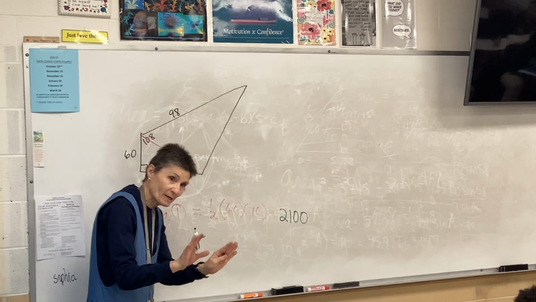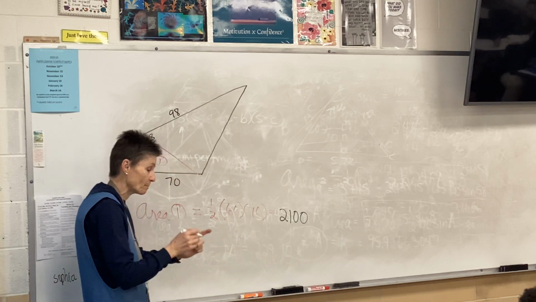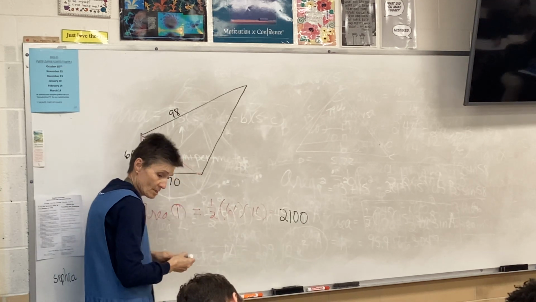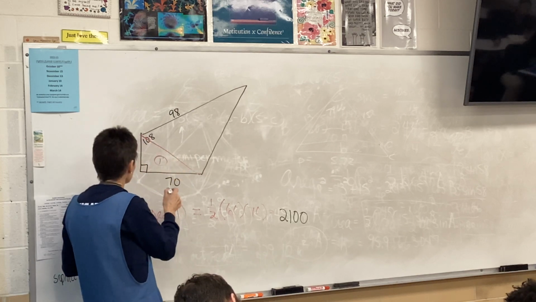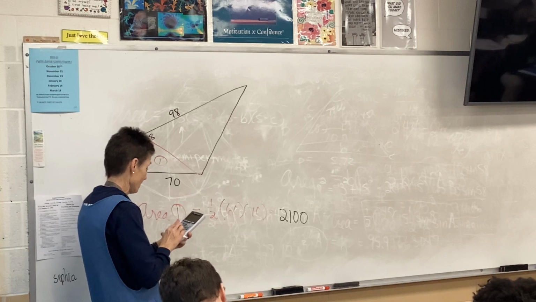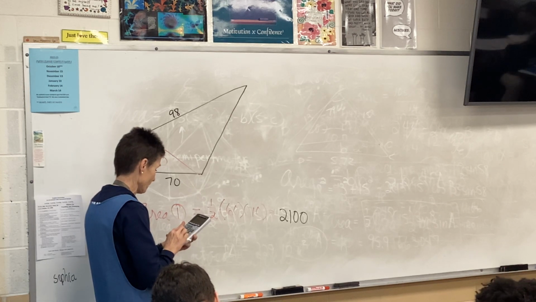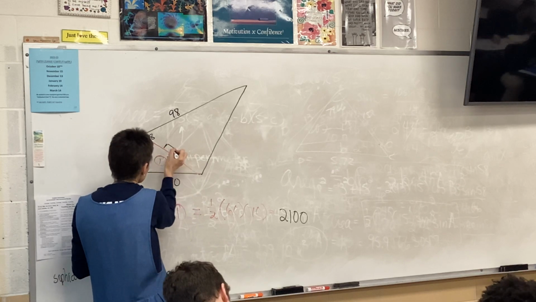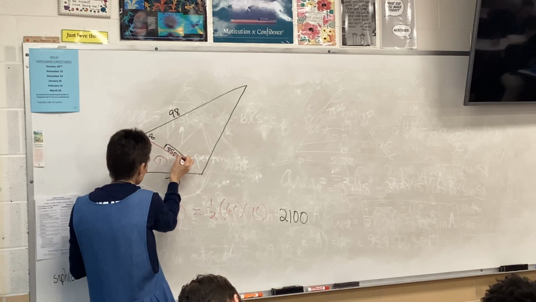Pythagorean theorem. See, that's why we like our right triangles, right? We can use the Pythagorean theorem to find this side. So I'm just going to leave it as a radical to keep things not rounded. So I got the square root of 8,500. Is that what you got?